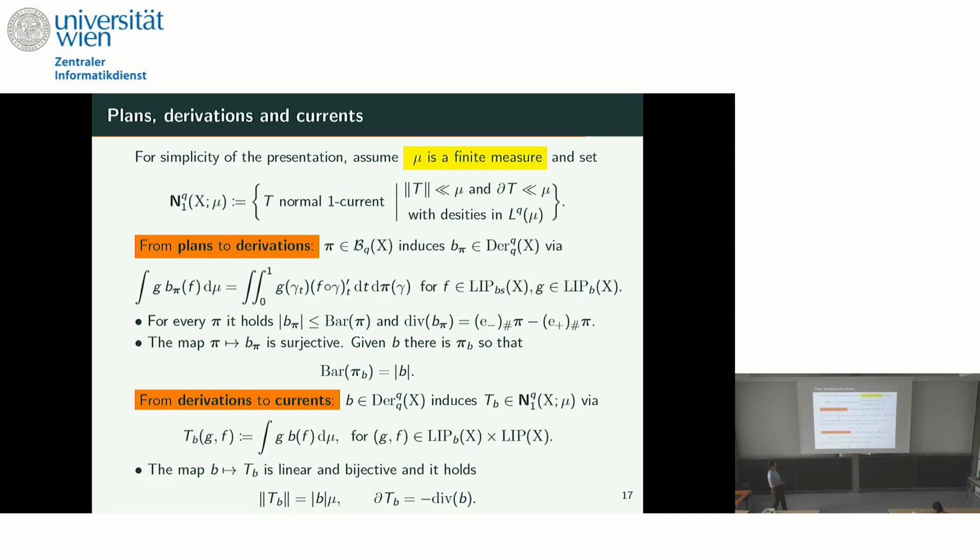Okay. And from derivations you can go to currents. Whenever you take a derivation with Q divergence, it induces a current in this class, just like this. This map from B to TB is linear and bijective, and the mass is just this, and the boundary is minus the divergence of B. So if you want to think about currents in this class, you can think about the derivation with the divergence.